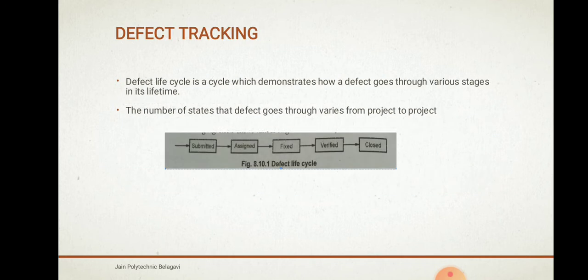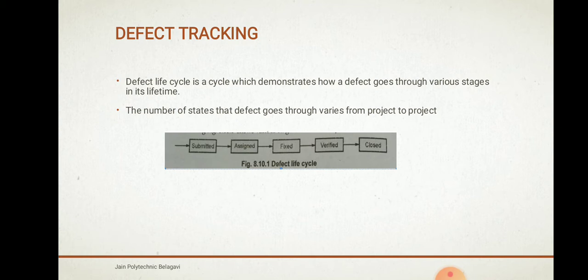Next is defect tracking. There is a defect life cycle used for tracking the defects. It demonstrates how a defect goes through various life stages in its lifetime. As you can see in the diagram, the number of states the defect goes through varies from project to project. So it will not be the same for all projects, that is, the number of states will not be the same for all projects.